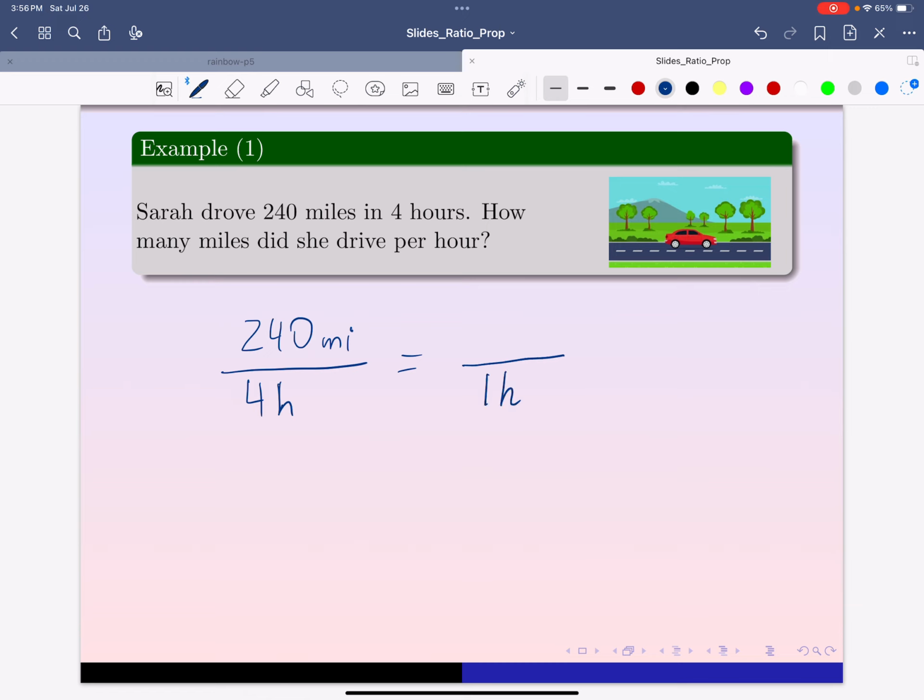How do we get from 4 hours to 1 hour? Of course, we need to divide. Divide this by 4 and divide this by 4. Whatever we do on the bottom, we need to do on the top. 4 hours divided by 4 is 1 hour, and 240 divided by 4 is 60. So how many miles did she drive in 1 hour? She drove 60 miles in 1 hour.